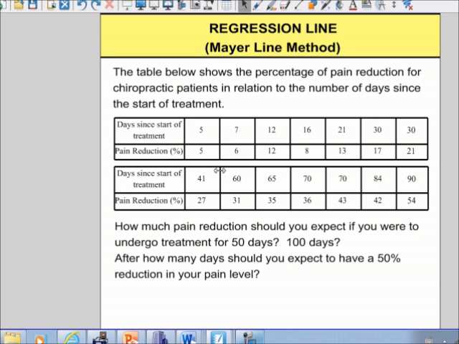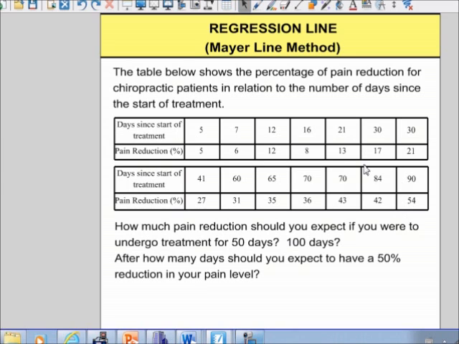So if we look at our table here, it's actually divided into two tables, but it's really one. Top is our x-coordinate. We always put our x on top or on the left. And it shows the days since we started treatment. So again, I commented earlier, we have to order it from lowest to highest. And this table is already ordered that way by our x variable. 5 and 7 are the lowest values at the start, and then our highest values, 84 and 90, at the end. And then our y-coordinate, or our y value, is showing the percentage of pain reduction reported. And that's put in the bottom.